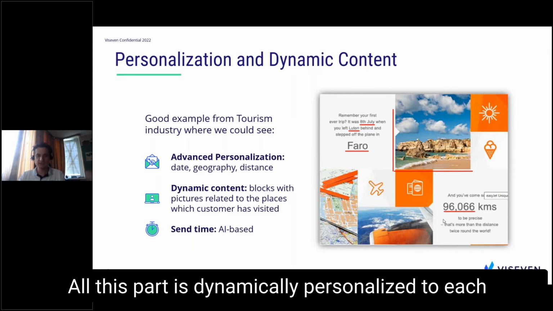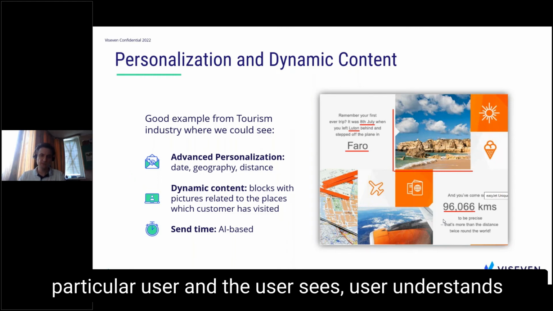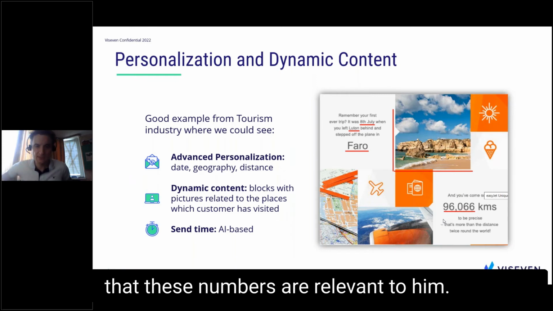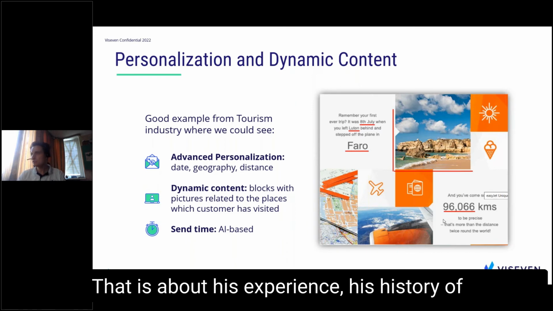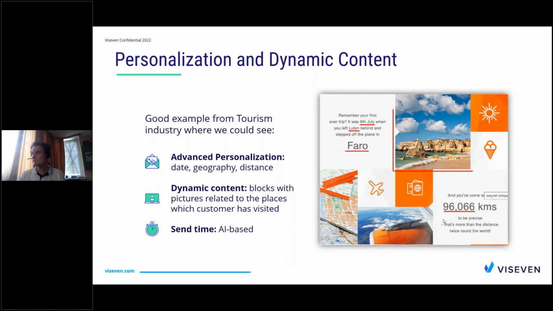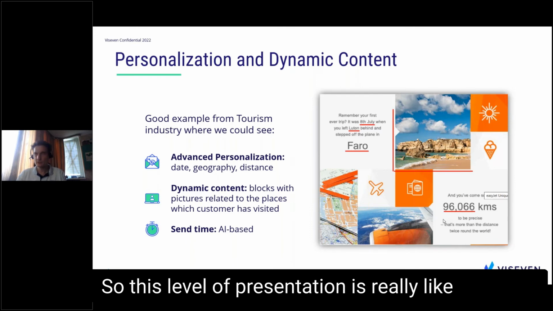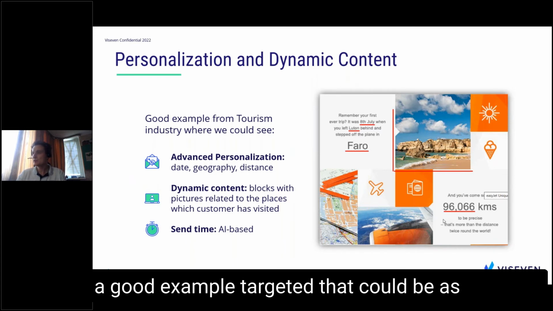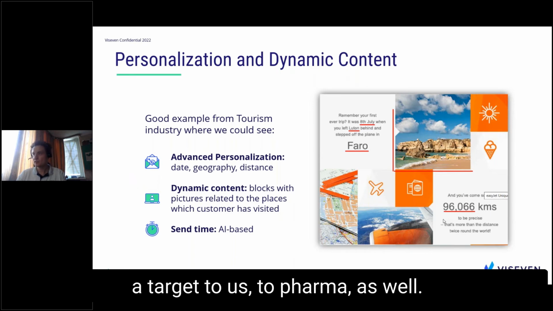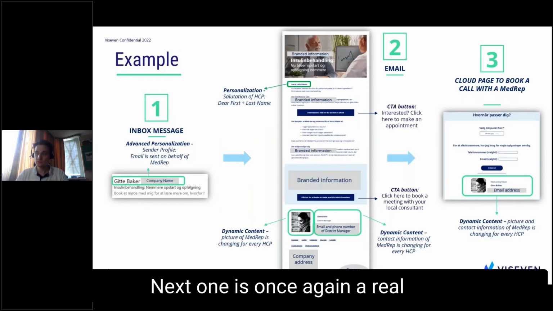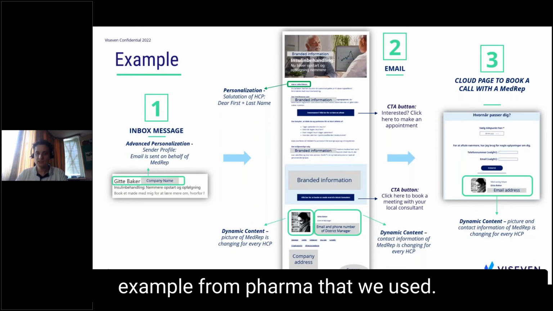All this is dynamically personalized to each particular user, and the user sees it and understands that these numbers are relevant to him, that it is about his experience and his history of engaging and working with this particular company. So this level of personalization is a good example and could be a target for us in pharma as well. Next one is a real example from pharma that we used.